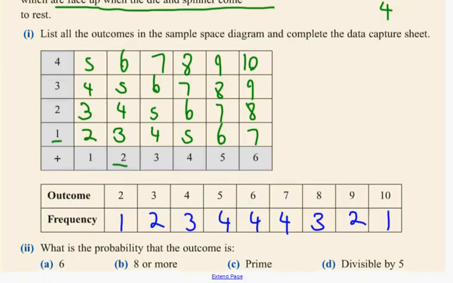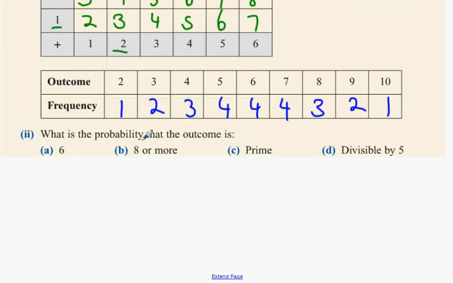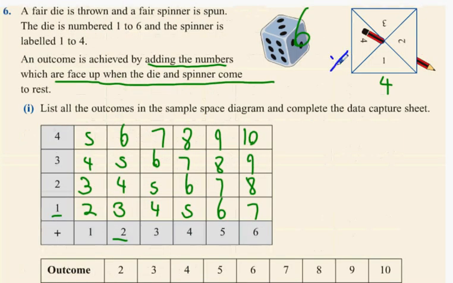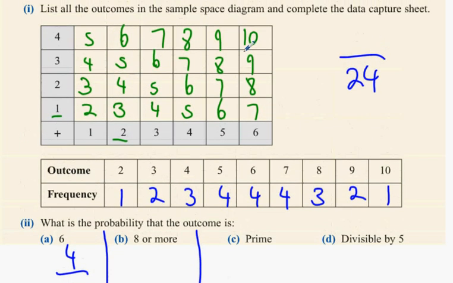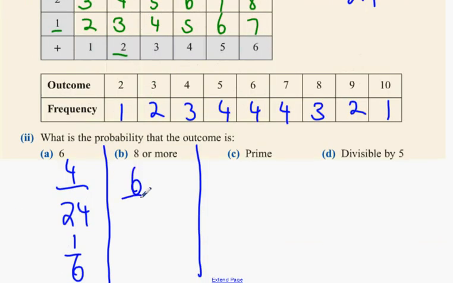Now, what is the probability that it's a 6? How many outcomes do we have in total again? 6 multiplied by 4? 24. There's 24 different things that could happen. How many ways did we get a 6? 4 out of 24 is 1/6. 8 or more. 8 or more, guys? 6 out of 24, which is 1 in 4.